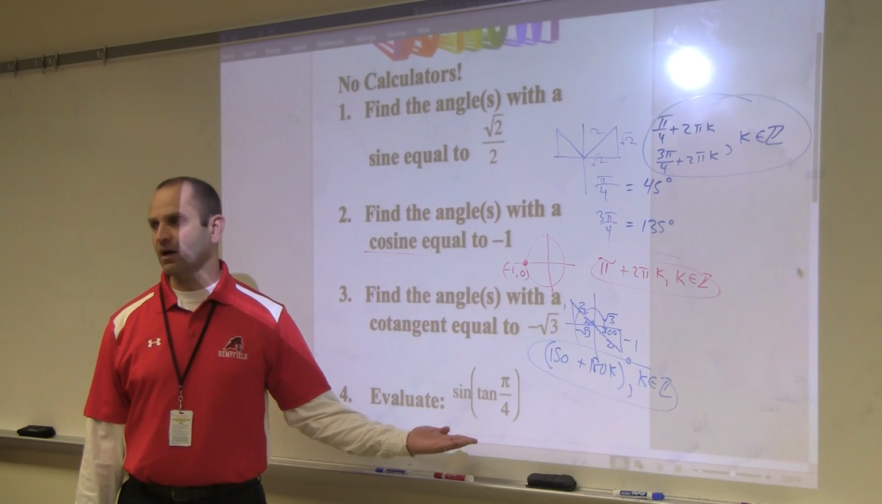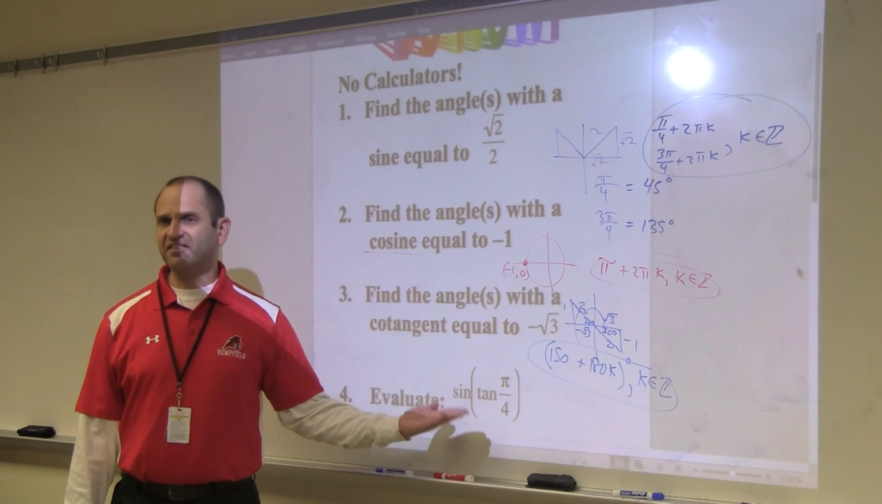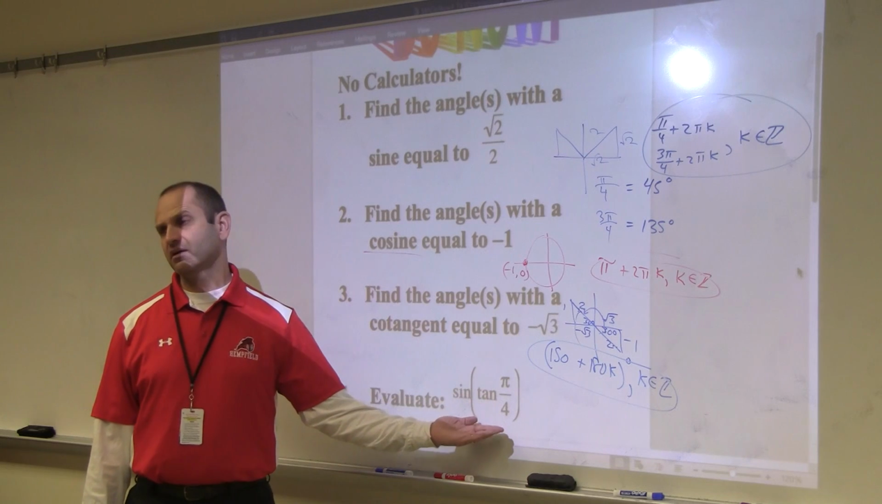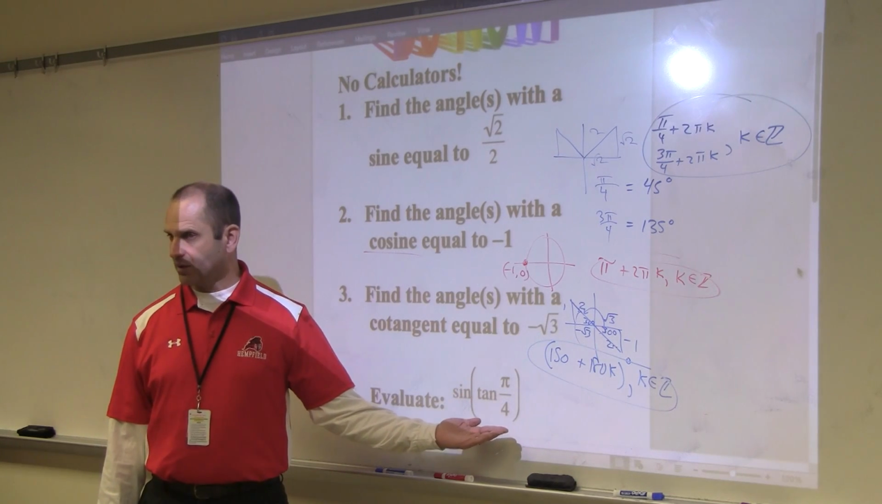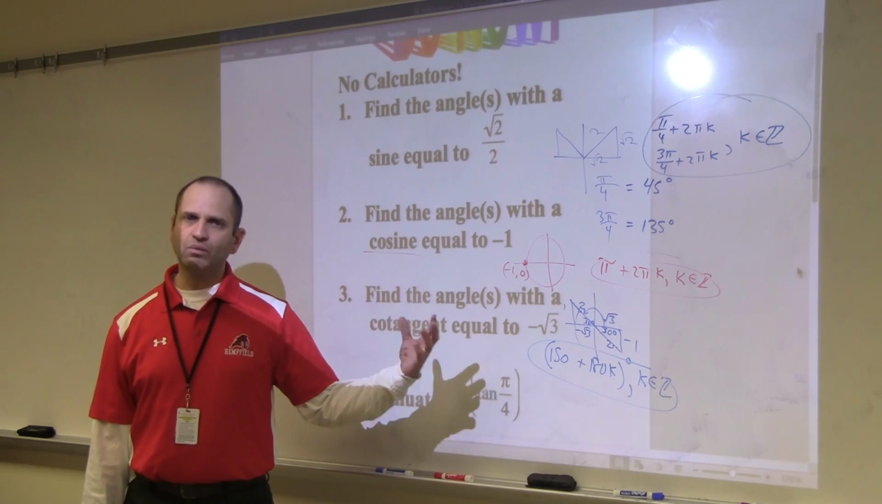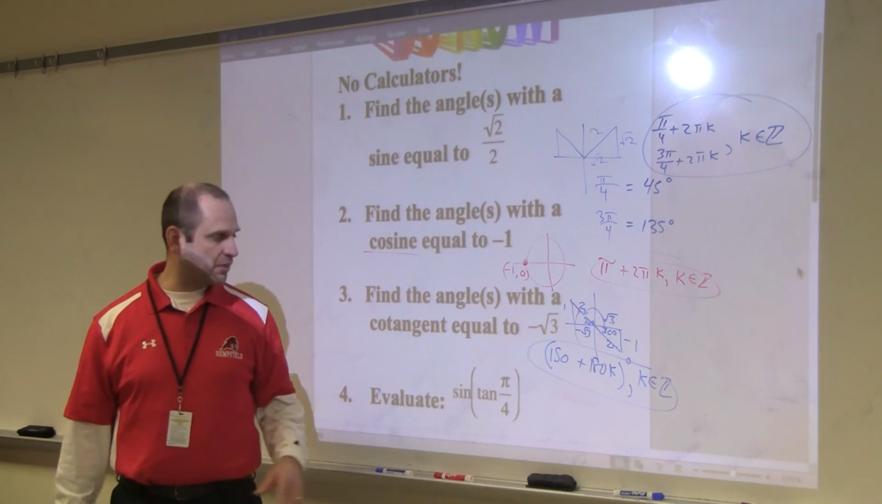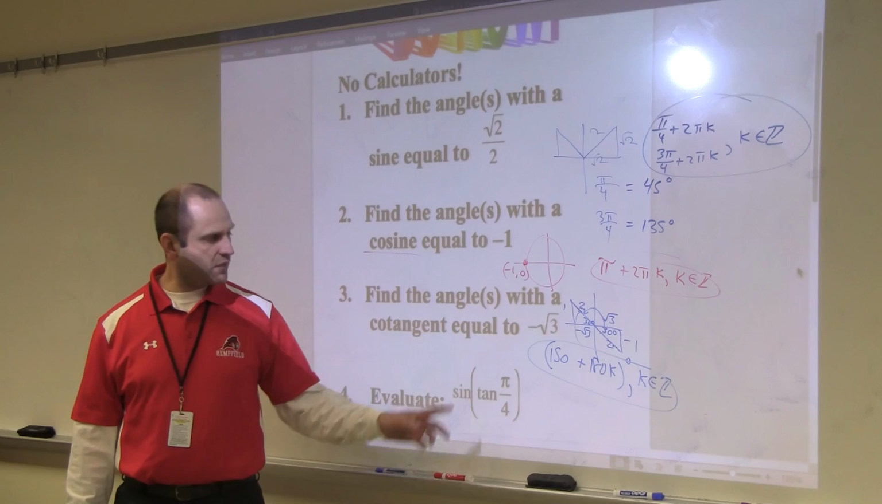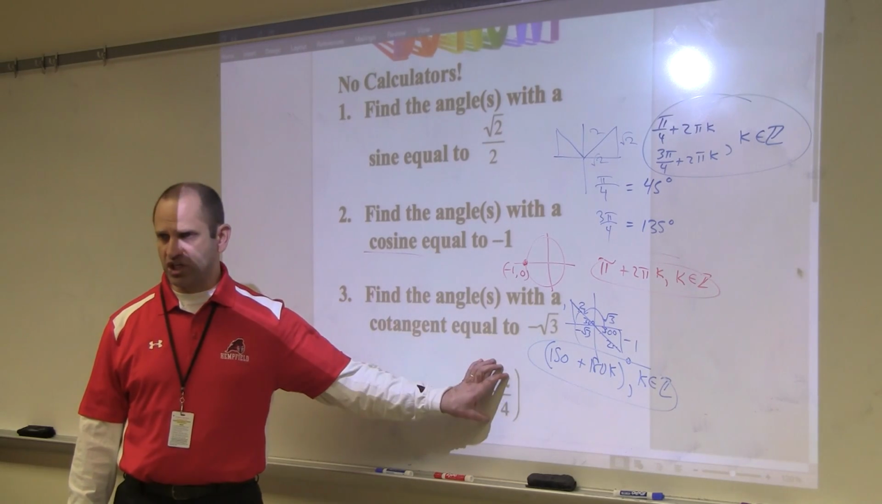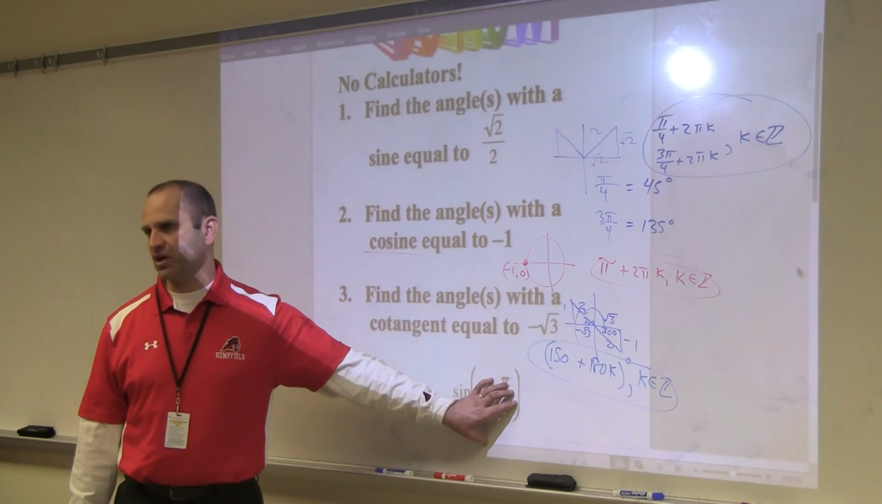Nonsense. Hogwash. This makes no sense. You don't take the sine of a ratio. So always keep in mind what you're dealing with. A lot of people just get into the sort of robotic way of going through these problems. Think about what you're doing. The tangent of pi over 4 is a ratio. You can't take the sine of a ratio.